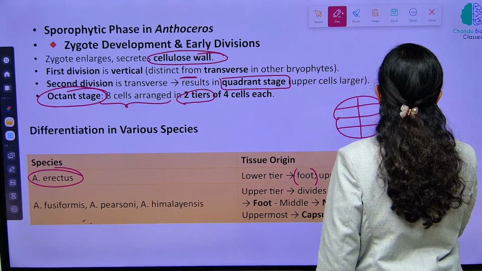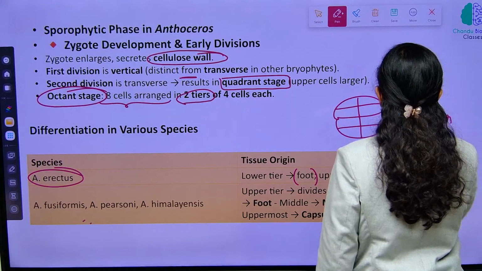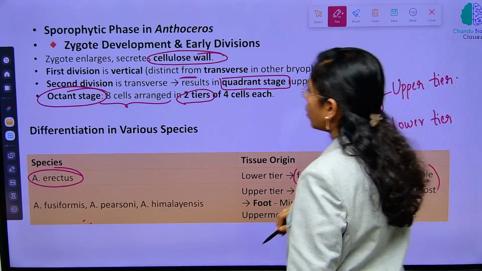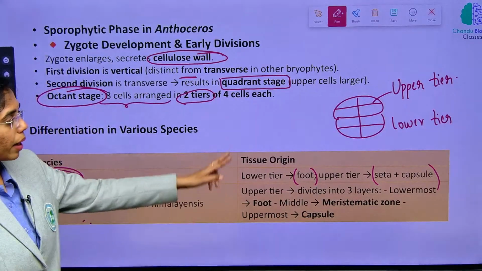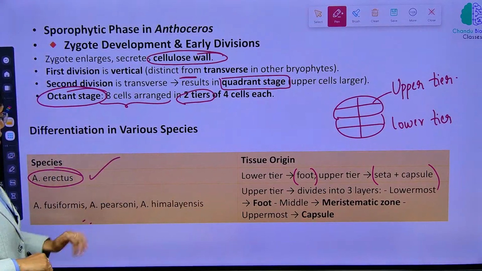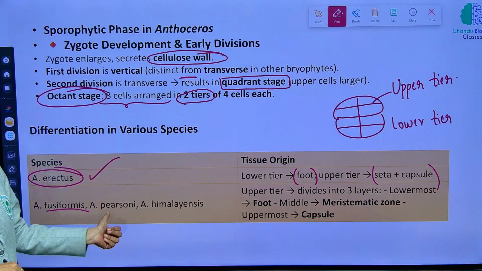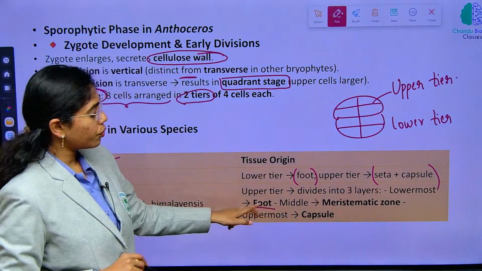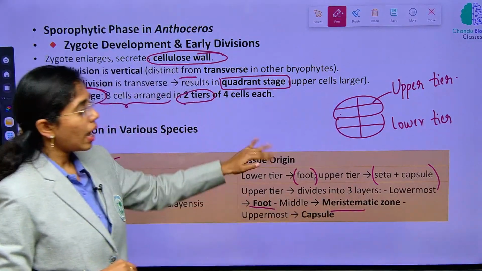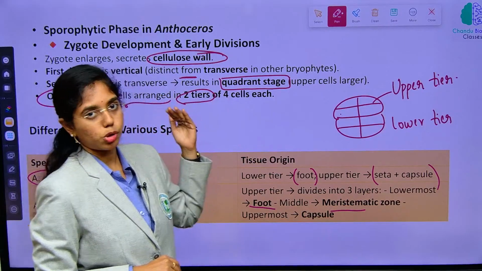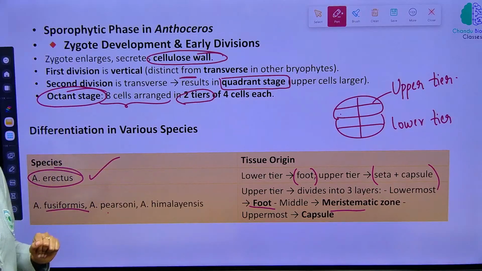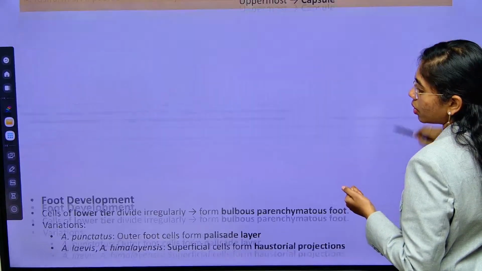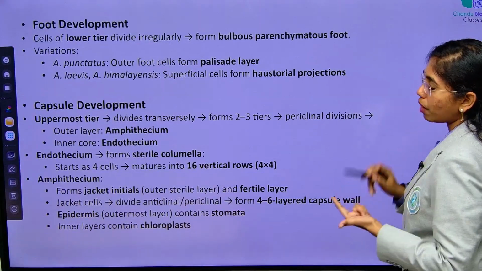Okay, this is lower tier and here it is upper tier. Okay, lower tier will be foot and upper tier is seta and capsule in Anthoceros erectus. In Anthoceros fusiformis, Pearsoni and Himalayensis, upper tier will again divide into 3 layers. Lowermost foot, middle region will be meristematic zone and upper region of the upper tier will be capsule. Like that the differentiation patterns will vary in different species of Anthoceros. Clear?